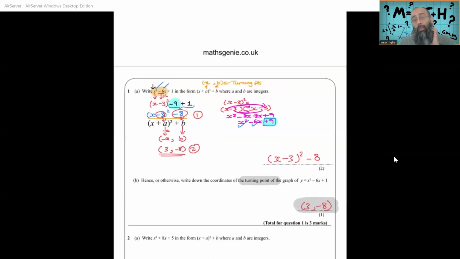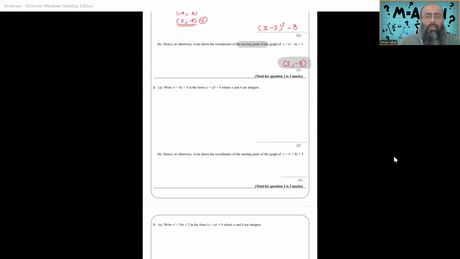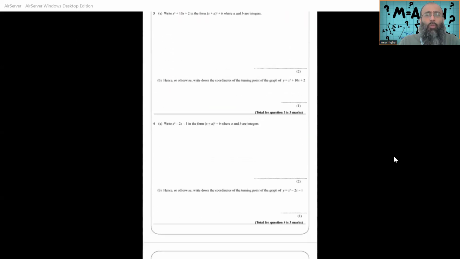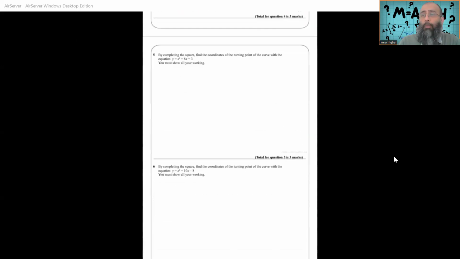So that's how we do the basic question, where the coefficient of x squared is 1. So the rest of these questions, they are very similar, and I'm not going to go through any more of those because you need to practice them.